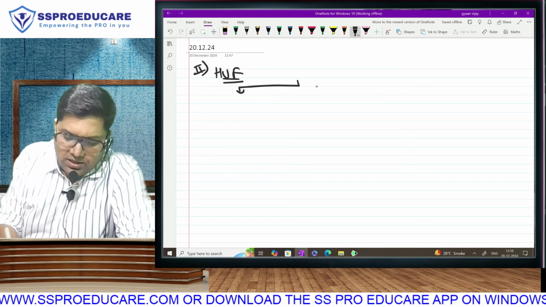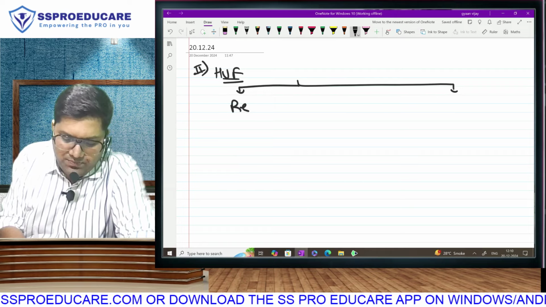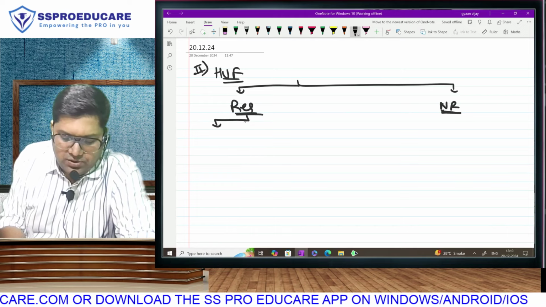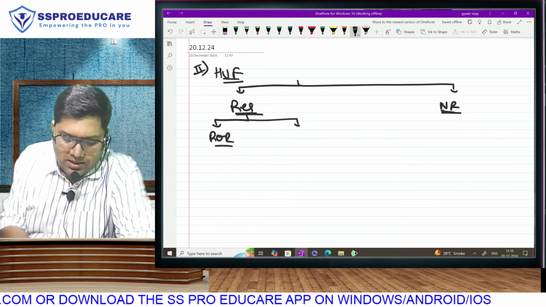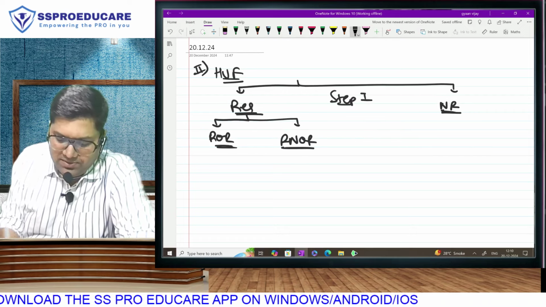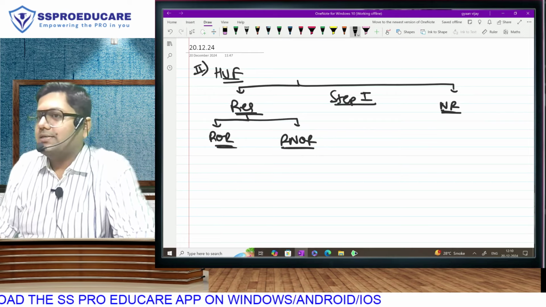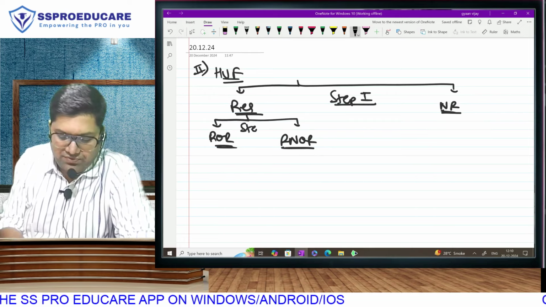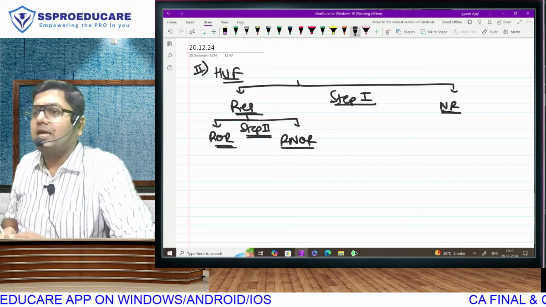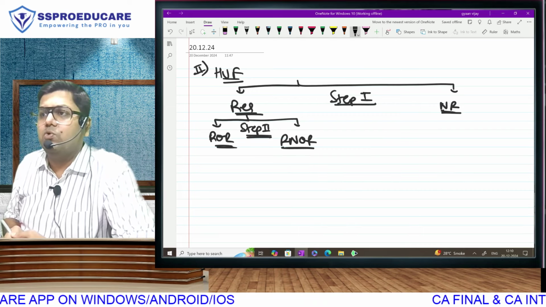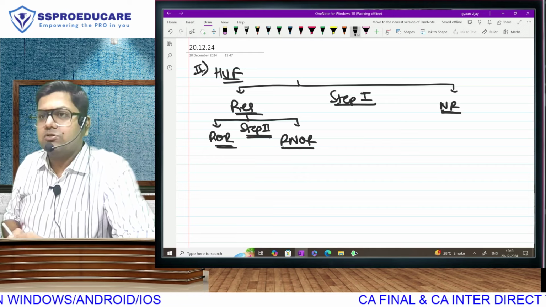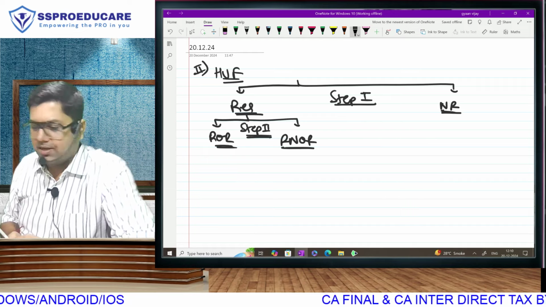Just like individual, HUF is also divided into resident and non-resident. And if resident, HUF will be further divided into ROR and RNOR. So one more time, we will be having 2 steps. In step number 1, we will be learning whether the HUF is resident or non-resident. In step number 2, we will be learning whether the HUF is ROR or RNOR. One more time, step number 2 will be conducted only and only if the answer to step number 1 is resident. If the answer to step number 1 is non-resident, obviously there is no step number 2.